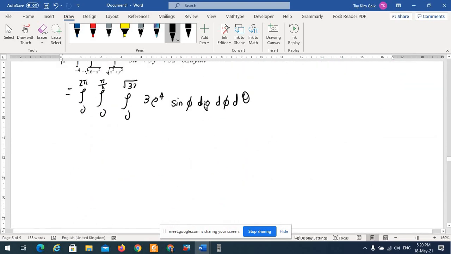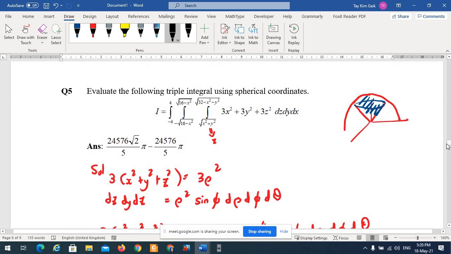You need to determine the limits of rho, phi, theta. From the limit of z, z equals square root of x squared plus y squared, which is the upper cone. Solving this upper cone, you get phi is pi over 4. From the upper limit of z, this is the upper hemisphere, z equals square root of 32 minus x squared minus y squared. If you square both sides, you get the limit of rho, which is square root of 32.